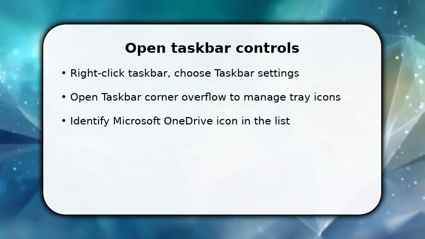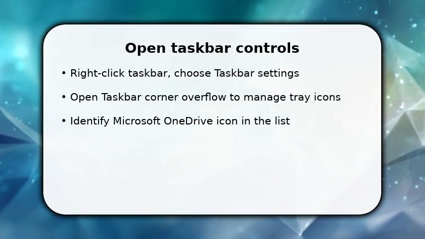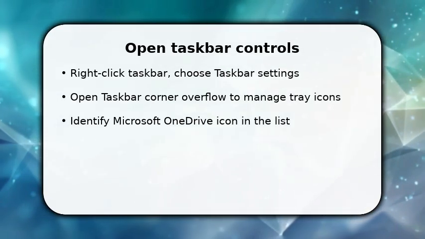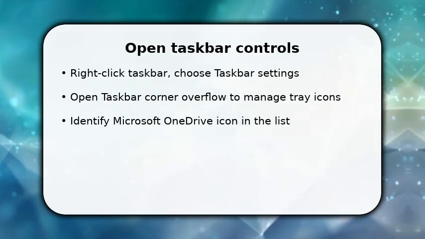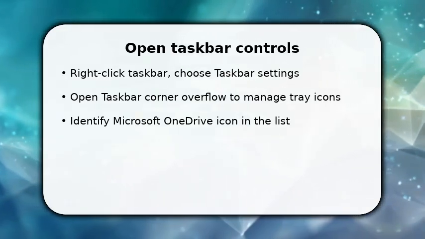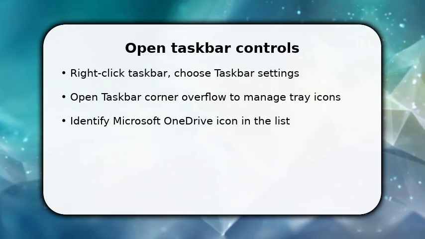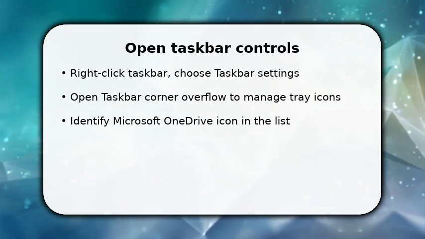You're starting by controlling the taskbar directly. Open taskbar settings and then taskbar corner overflow so you can see which icons are allowed to show. Once done, find Microsoft OneDrive in that list and toggle it off to hide the icon immediately.